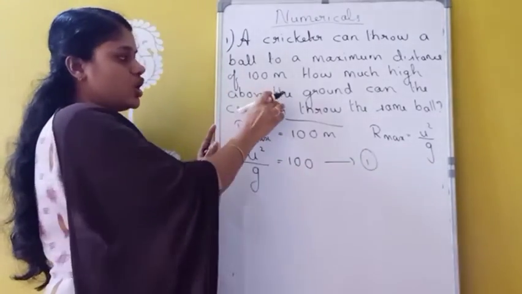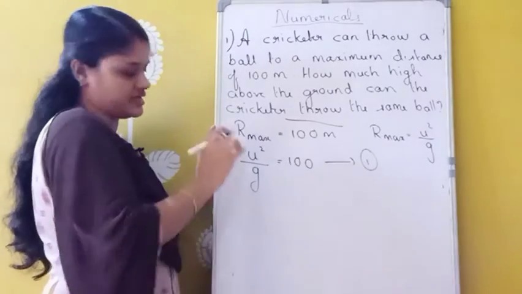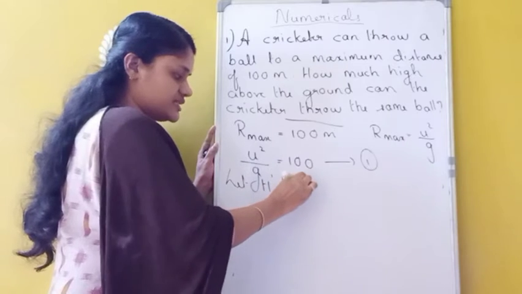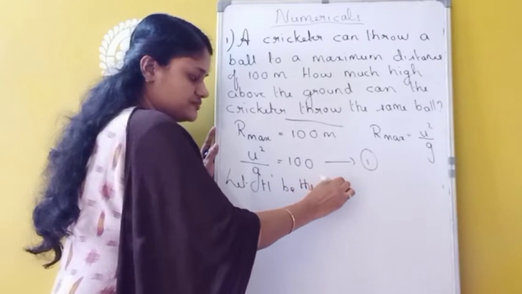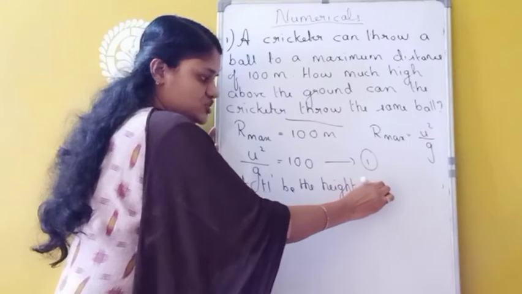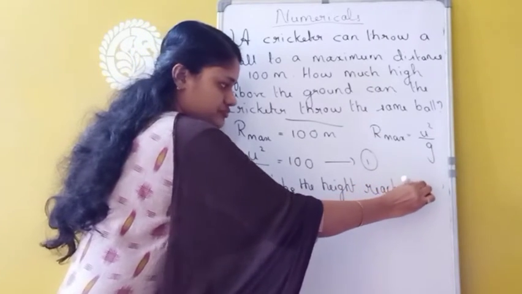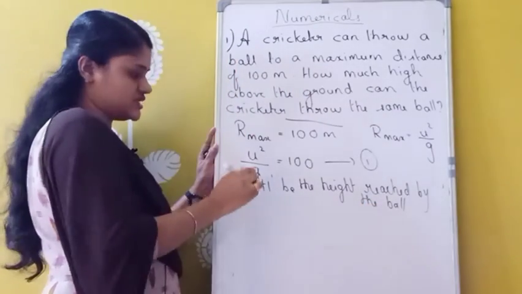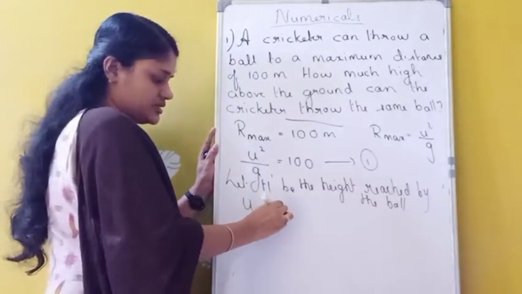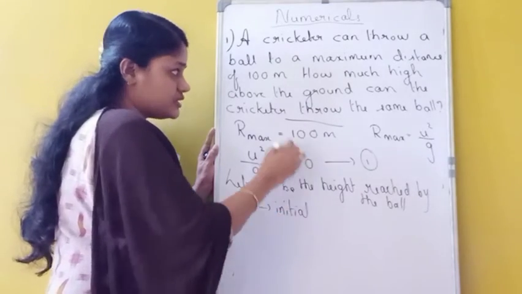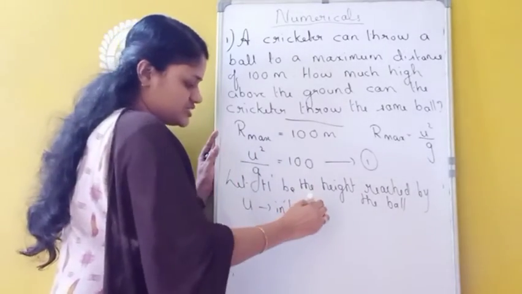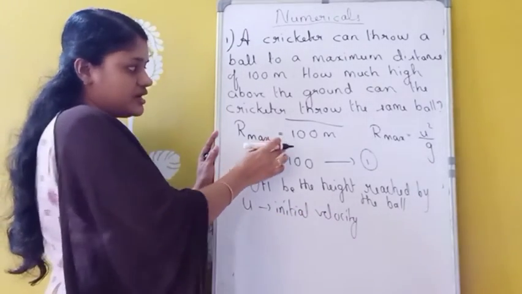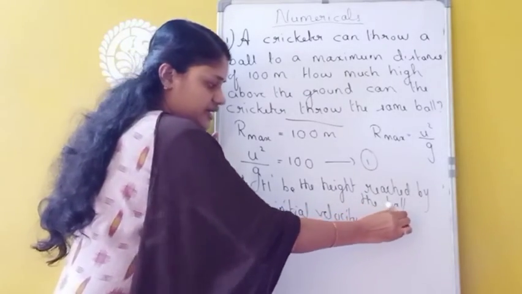We don't know how much height this ball has reached, so let h be the height reached by the ball. We also don't know the initial velocity, so let u be the initial velocity of the ball. Maximum height h is what we have to find out.